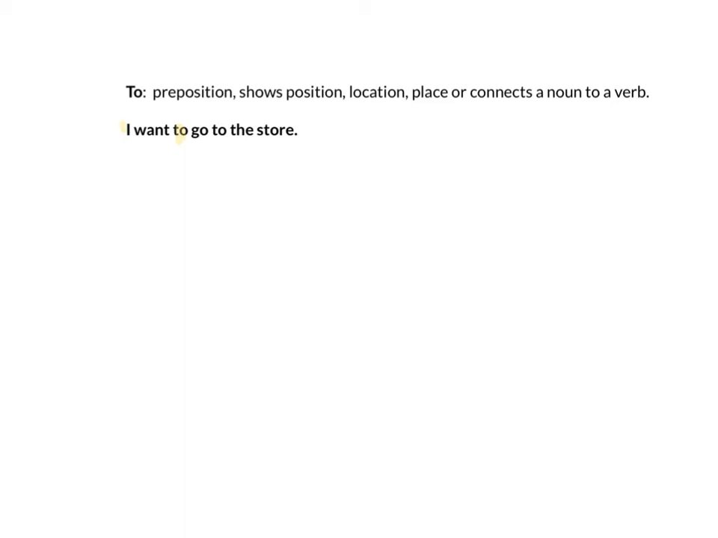The second to shows direction or position. Where do I want to go? I want to go to the store. So to typically is used to show position, location, or place, and it also connects a noun to a verb, and it is a preposition.